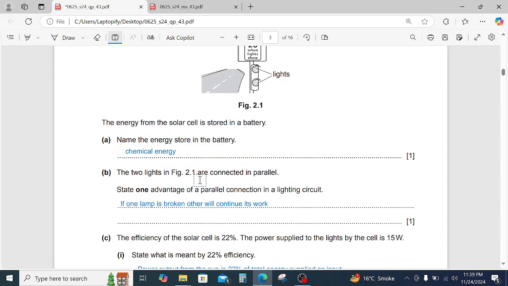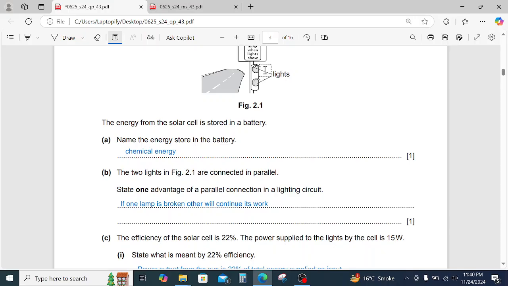The two lamps in the figure are connected in parallel. State one advantage of parallel connection in the lighting circuit. Remember, if you talk about the wiring of your house and building, most of the components are connected in parallel because there are some advantages to doing so. If any appliance is damaged, then the rest of the things continue to do their work. In the same way, if one light is damaged here and does not work properly, then the second light will remain to do its own work. That is why we connect the devices in parallel.